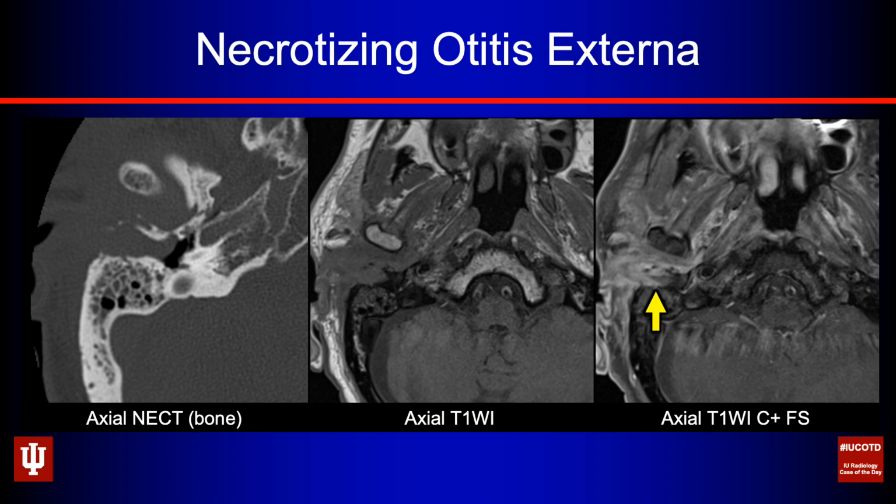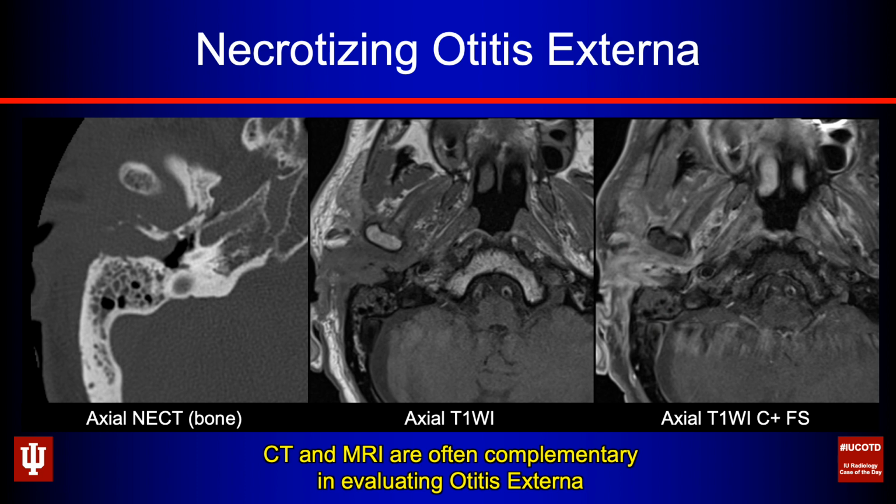And so you want the high-res imaging of the bones and bone reconstruction to look for erosions. And if you're doing it with contrast, you should absolutely be asking for those soft tissue recons as well. If you don't have them, call the techs up, have them send them over. They can reconstruct those in the post-processing side of things. So again, stressing to you, CT and MRI, quite complementary in evaluating otitis externa.